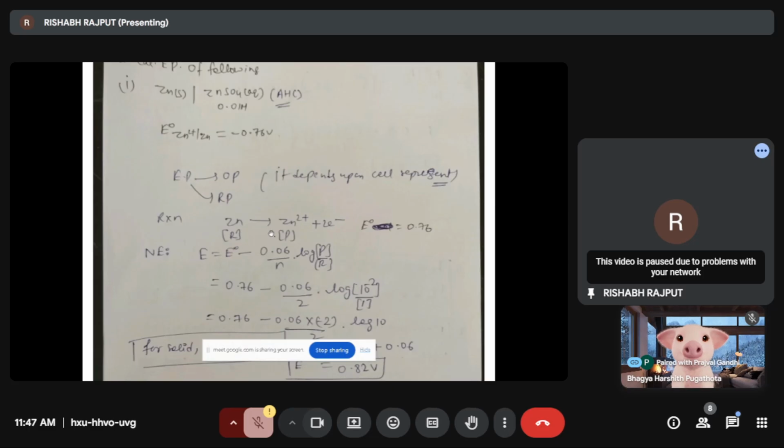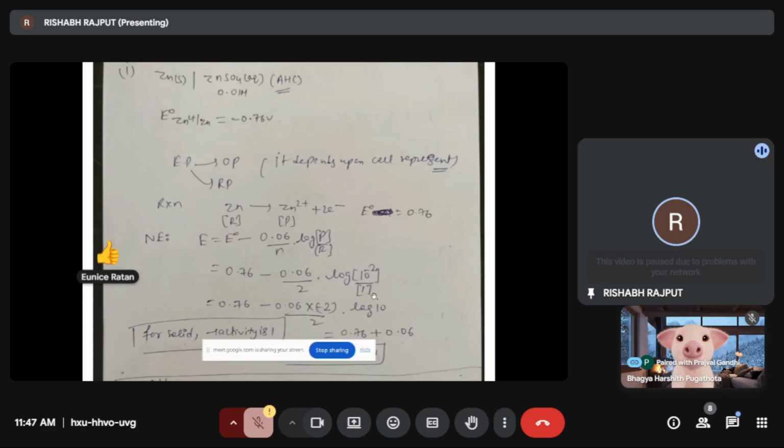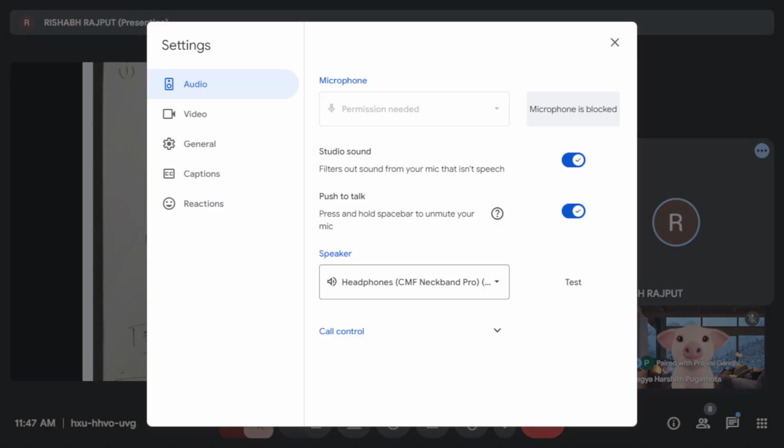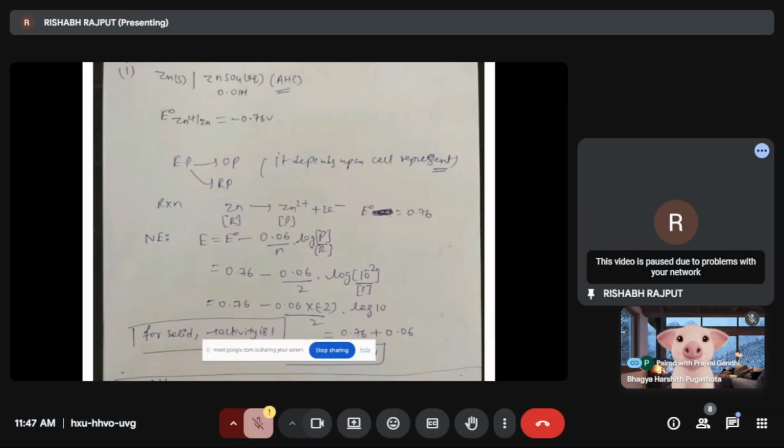So you put the value 10 to the power minus 2, and for the reactant you just put 1, because your reactant is solid. Now you can solve it, and you will get E equal to 0.82. You can solve it at home also, but the concept is important, so that is why I'm explaining here. Do you have any doubt, guys?